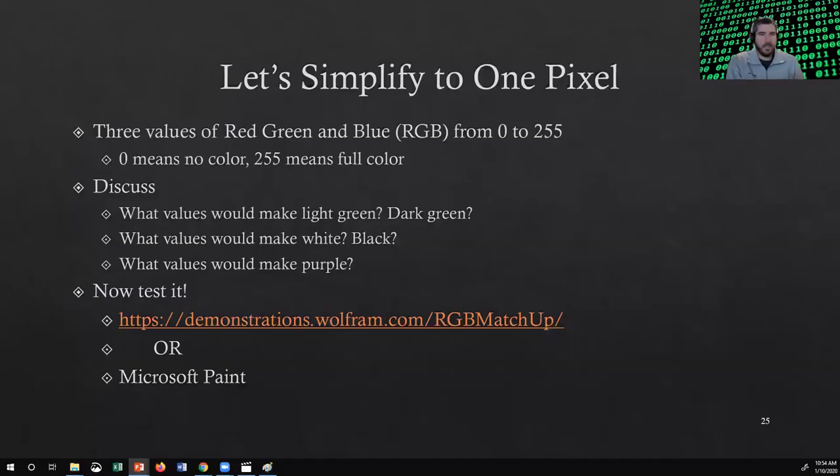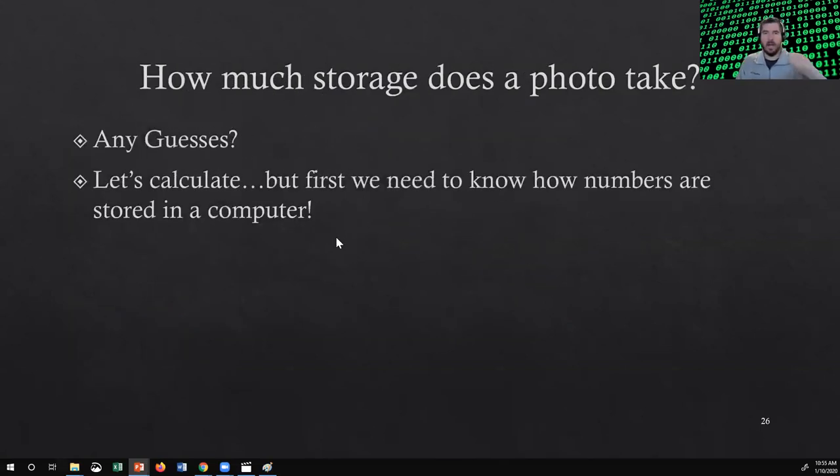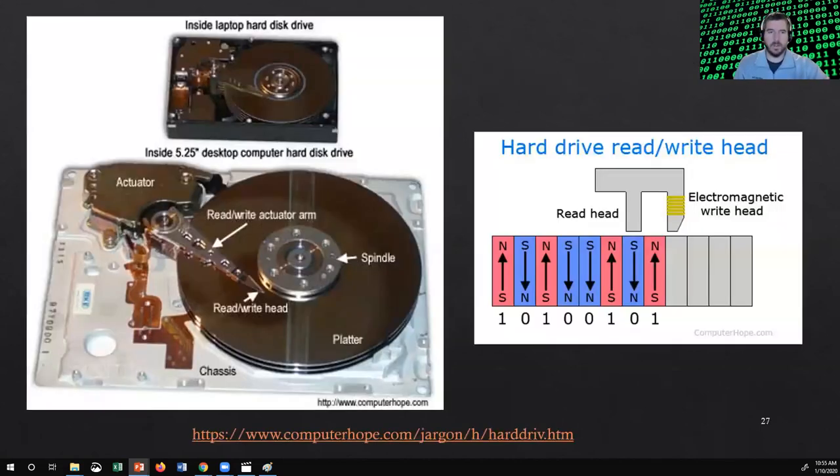So now you've finished simplifying and thinking about one pixel. Now let's think about how much storage a photo takes. So first we want to calculate it, but we really need to know how numbers are stored in our computer before we can calculate this result. So let's think about this hard drive.